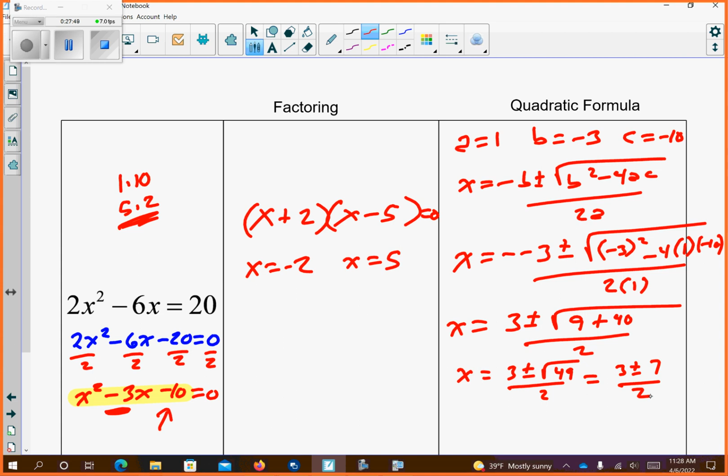So let's get our answers. 3 plus 7 is 10. 10 divided by 2 is 5. So that checks. 3 minus 7 is negative 4. Negative 4 divided by 2 is negative 2.